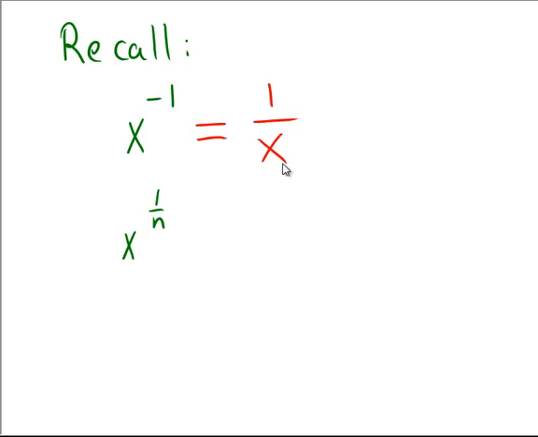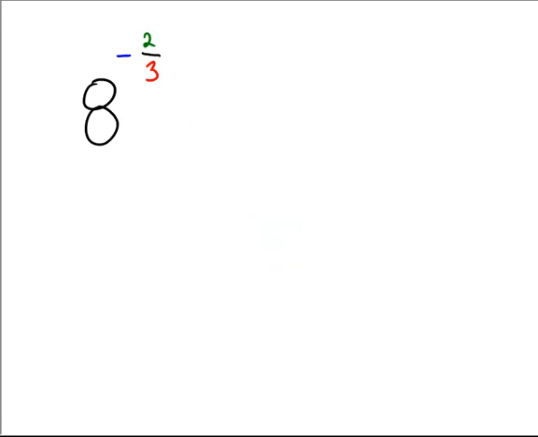And x to the 1 over n is the nth root of x. So a fraction exponent represents a radical. So let's look at the expression 8 to the negative 2/3. Let's take that base of 8 and put it through the ringer. We'll put it through the three different things that are technically going on in that exponent.